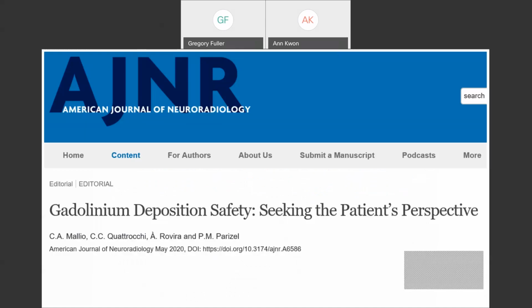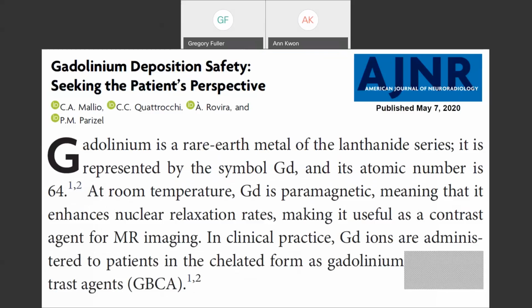All right, here's the paper. It's an editorial, gadolinium deposition safety, seeking the patient's perspective. This is a really good review of the current, not just the patient's perspective. It's a good review of the last 5 years of what has been going on with this particular topic. Let's just look at a few of the things.